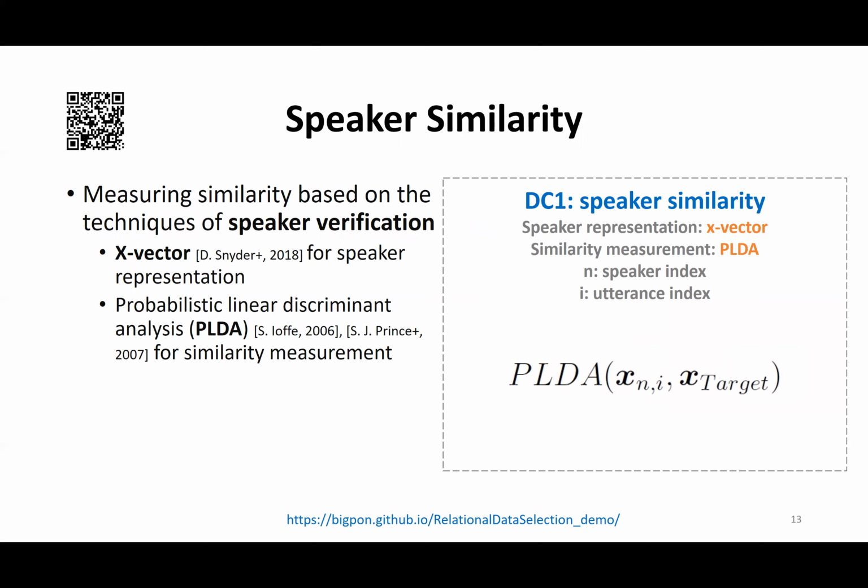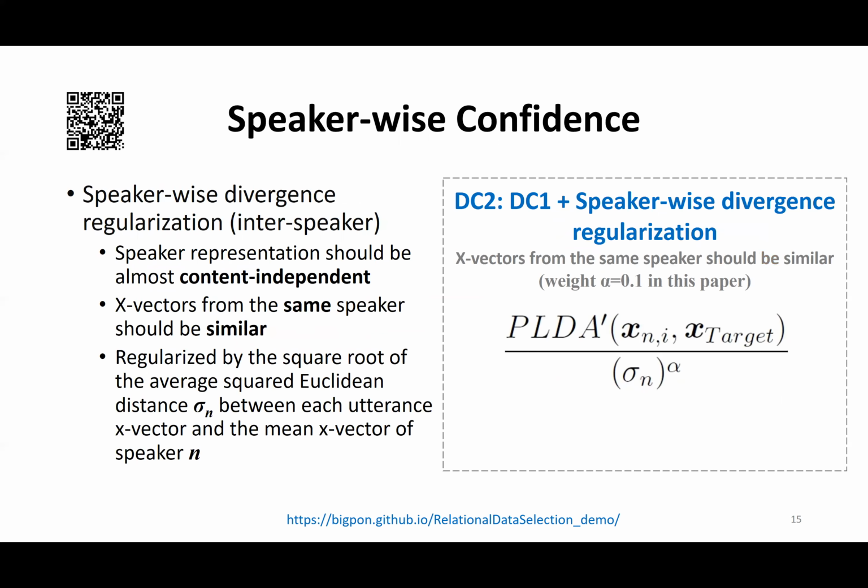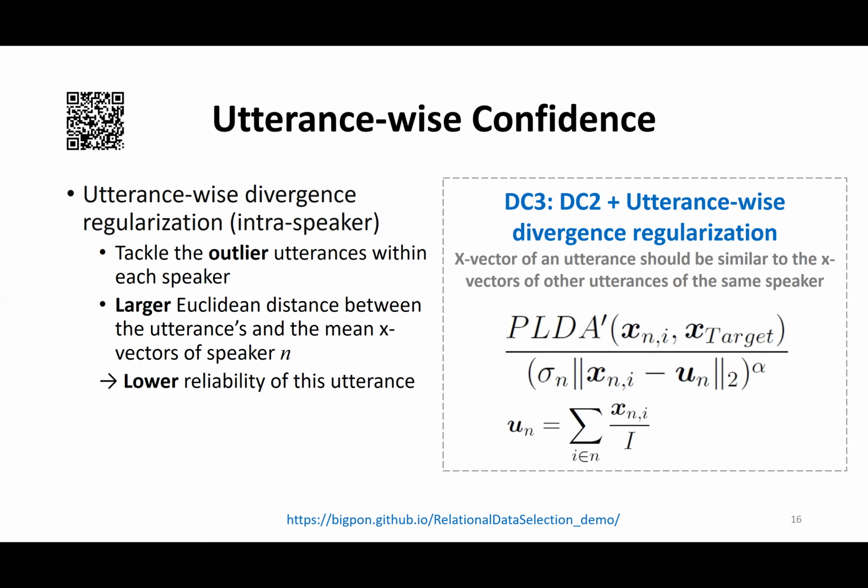To measure the speaker similarity, the proposed RDS adopts X-vector for speaker representation and PLDA for similarity measurement. Moreover, sigmoid temperature is applied to make all scores positive for the regularization. Since a robust speaker representation should be almost content independent, the X-vectors from the same speaker should be similar. Therefore, we propose a speaker-wise divergence regularization term, sigma n, to penalize the candidate speaker with diverse X-vectors. To tackle the outlier utterance within each candidate speaker, we propose an utterance-wise divergence regularization to penalize the utterance that has a very different X-vector from the X-vectors of the other utterances within the same speaker n.